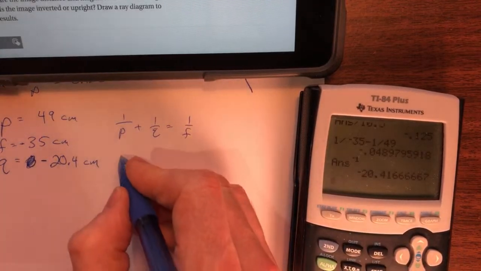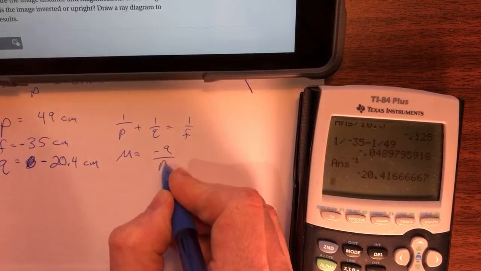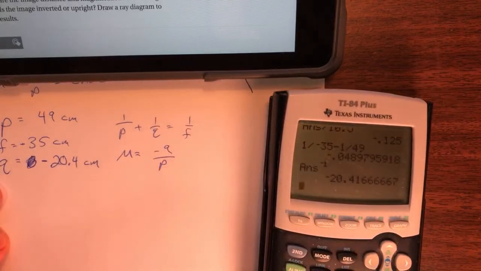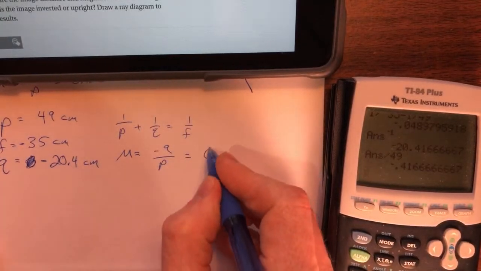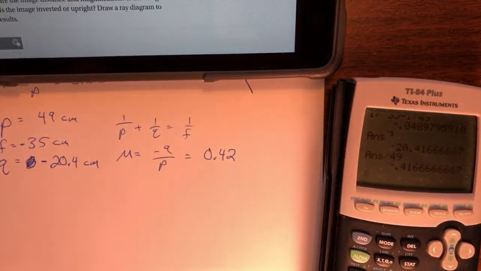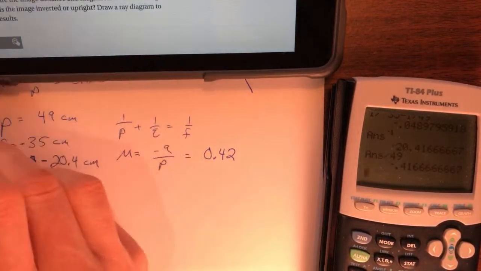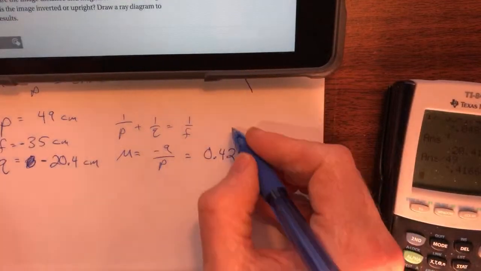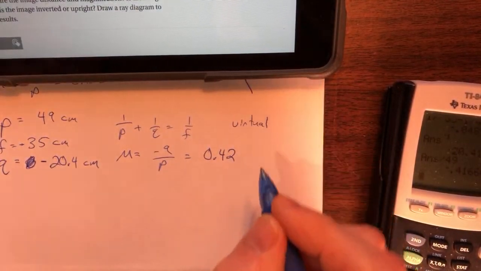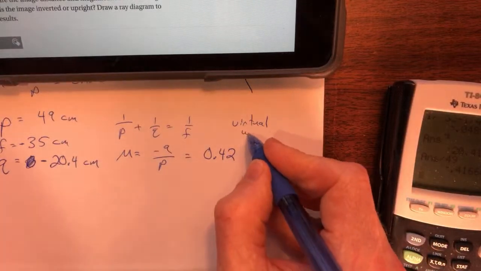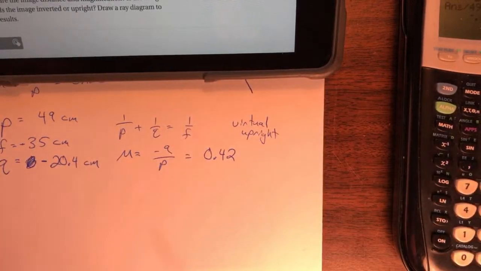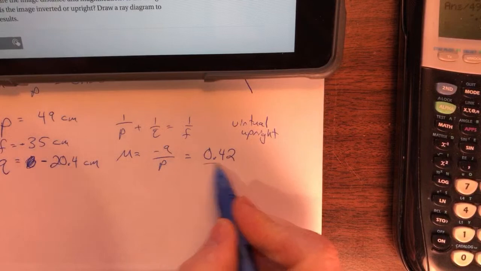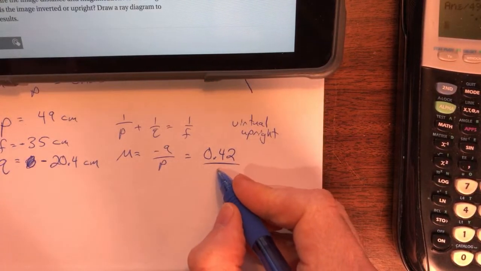Let's go ahead and calculate what is the magnification. Negative Q over P. So it's this number divided by 49, and the negative of that, or 0.417, 0.42. Okay. Is the image virtual or real? Of course, this thing is going to be virtual. All of your convex mirror images are virtual, and it's going to be upright too. If you didn't remember that for your convex mirrors, you can remember it this way, right? This is positive. Because that's positive, that means this is upright.